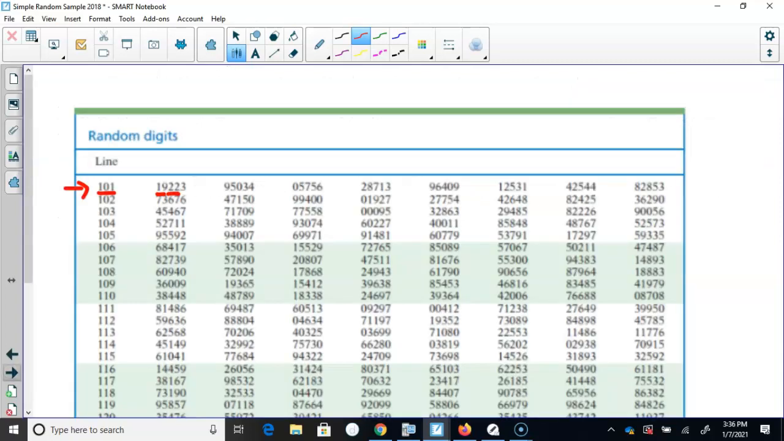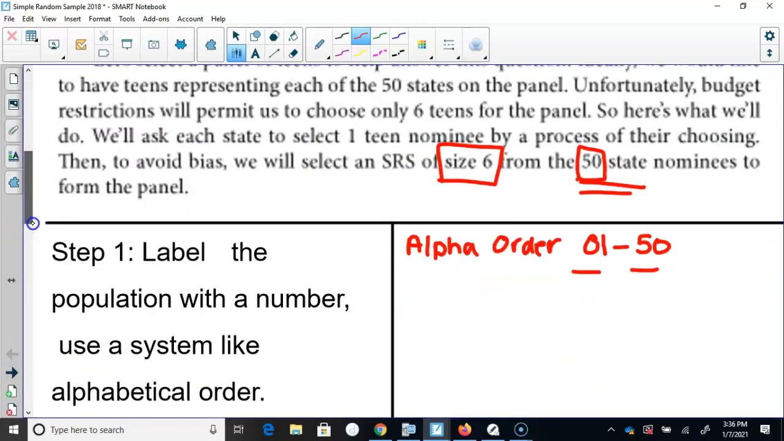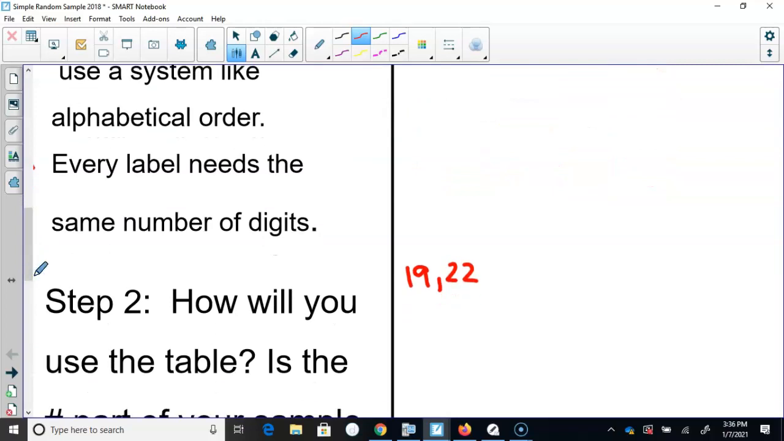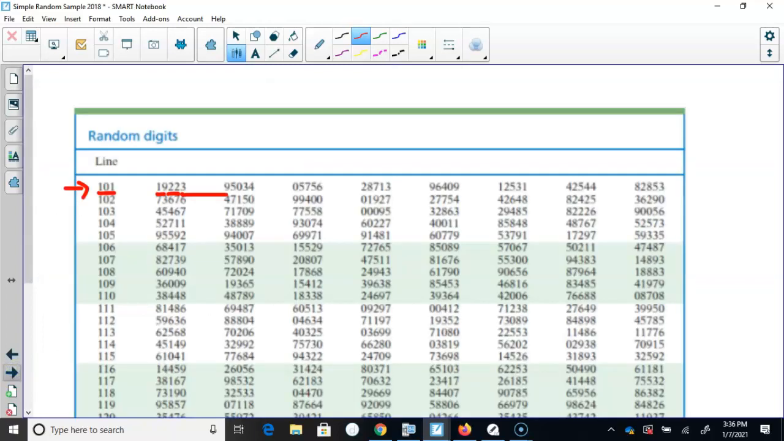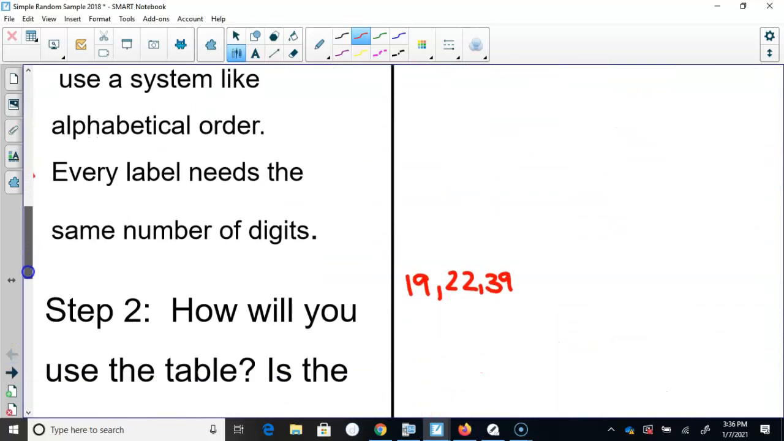Okay, so I go and I look and I say, well, the next one, I just have a 3 here, right? So I'm going to just combine it with the next number, 39. And do I have someone who's labeled 39? Yes, I do, because it's 01 to 50. So the 39th person labeled will get to be part of the sample. I'm going to keep going, guys. I have 50. Is 50 part of our sample? Yes, 50 is part of our sample. So that last person, they get to be part of the sample.